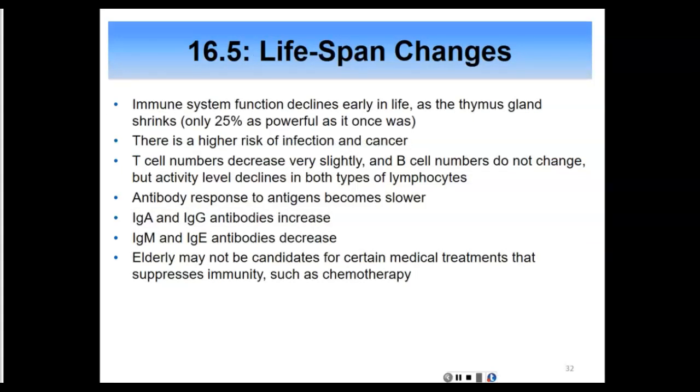As we age, immune system function declines early in life as the thymus gland shrinks. There's a higher risk for infection and cancer. T cell numbers decrease very slightly and B cell numbers do not change, but activity levels decline in both types of lymphocytes. Antibody responses to antigens become slower. You don't need to know the names of antibodies. Elderly may not be candidates for certain medical treatments that suppress immunity, such as chemotherapy. And that's chapter 16.